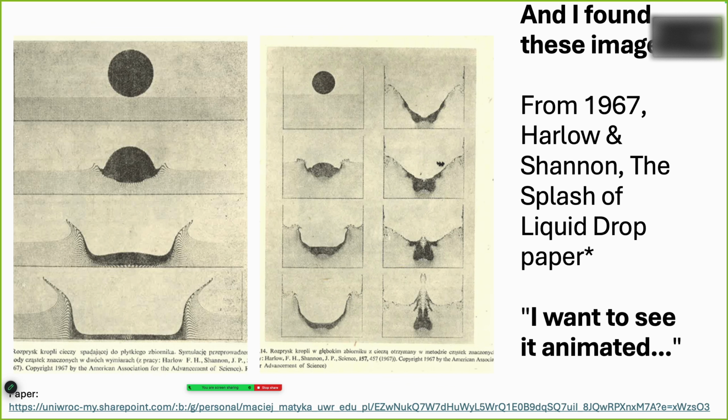And the thing is that these pictures in the book were reproduced from the famous work of Harlow and Shannon. That was a 67 paper. And the method that was used in the paper to simulate the splashing droplets was the marker and cell method, developed at Los Alamos T4 group of Harlow and Welch.